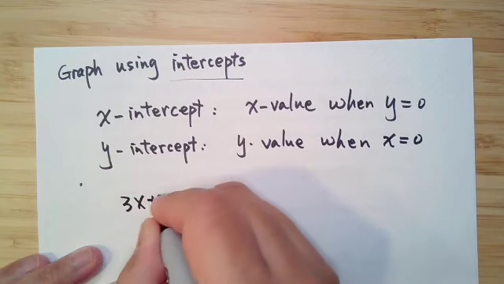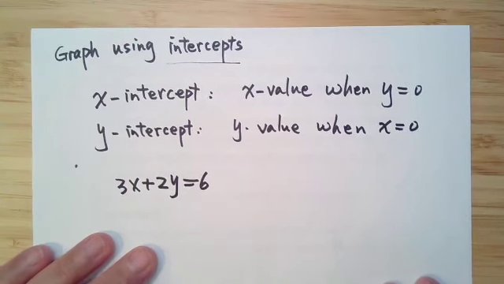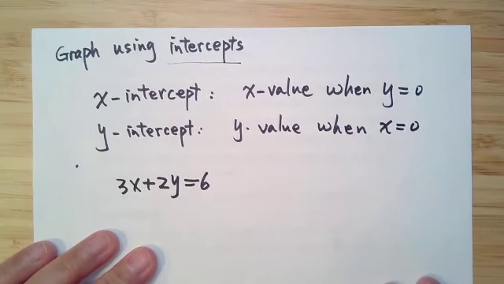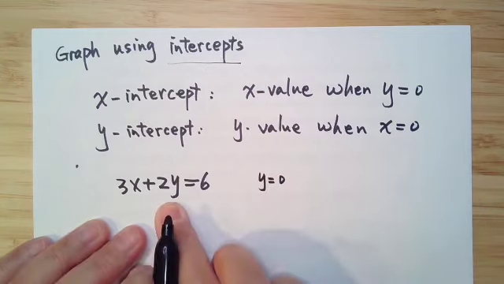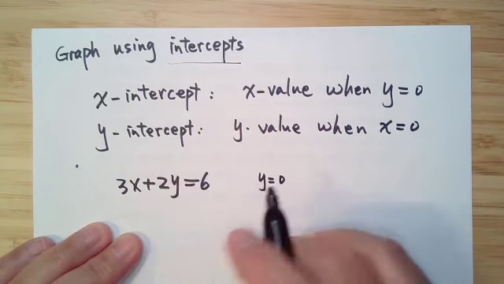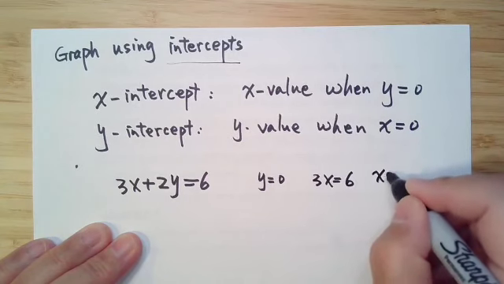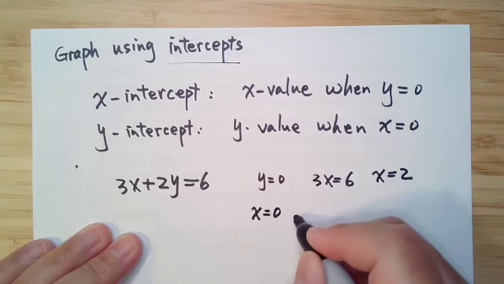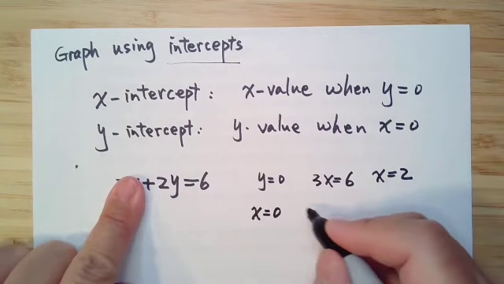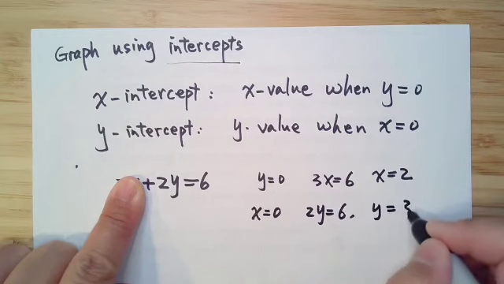Alright, let's work on this example: 3x plus 2y equals 6. Can we find the x and y intercepts first? The x-intercept is what x is when y equals 0. So when y equals 0, we plug in y equals 0, then the 2y term will be 0. We have 3x equals 6, so x is 2. And if I put x equals 0, then this part is gone. I have 2y equals 6, then I get y equals 3.